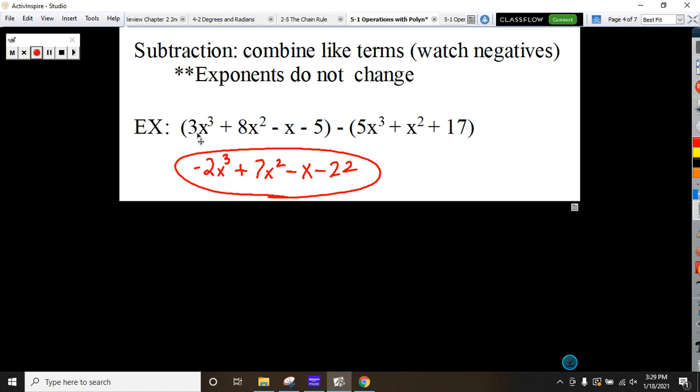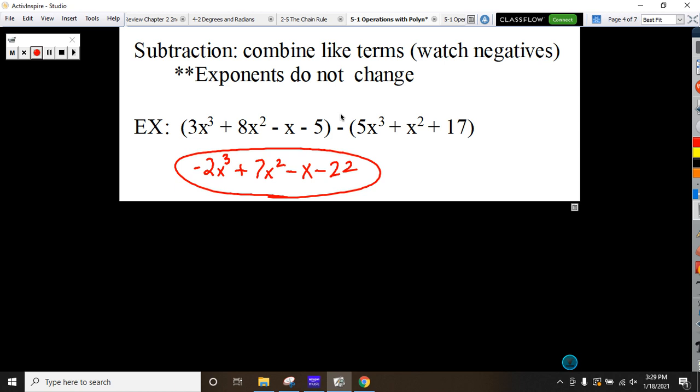Again, we took 3x to the third, subtracted 5x to the third, so we got negative 2x to the third. We have 8x squared, and we subtracted 1x squared, so 8 minus 1 is 7, so we have a positive 7x squared, because again, 8 was bigger, and it was positive, so it remains positive. Subtract 1 from it. The negative x did not change, and then we had negative 5 minus 17. Negative 5 subtracting 17 should get a bigger negative, so we have negative 22.